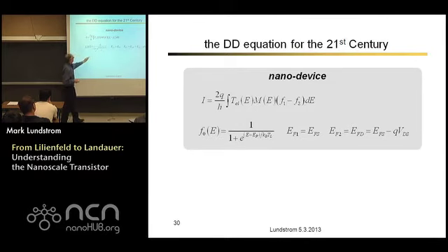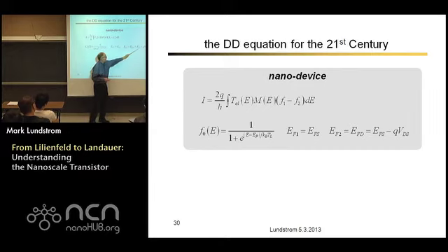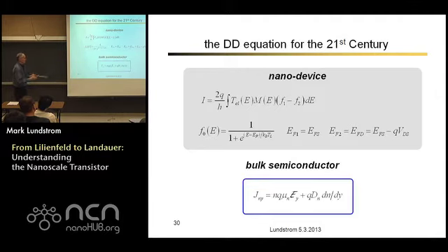F1 and F2 are near equilibrium Fermi functions. It's just that we might have one Fermi level in the source, we might have another Fermi level in the drain. It'll be different from the Fermi level in the source if we apply a voltage and lower it, right? That's all. Okay, and as I said, you can apply this to a big semiconductor and you get something that looks familiar to us, just the drift diffusion equation.